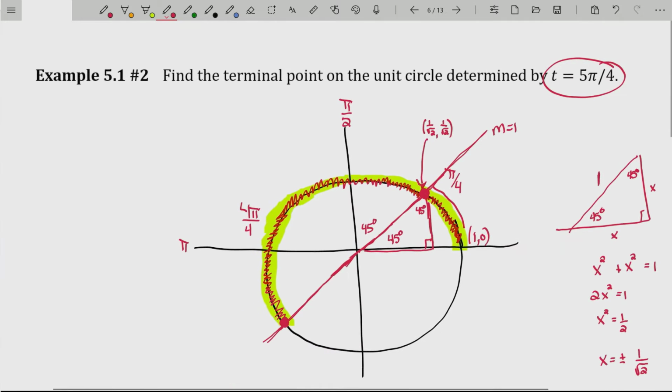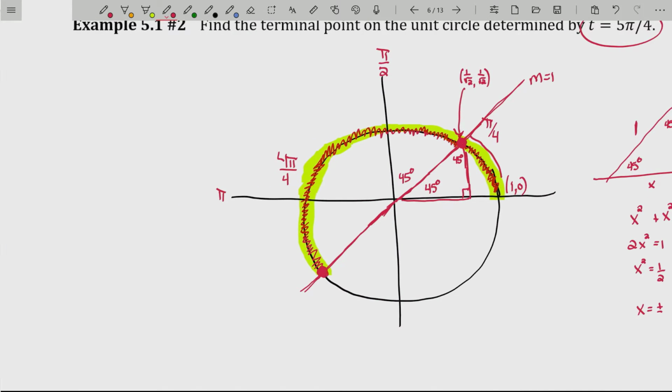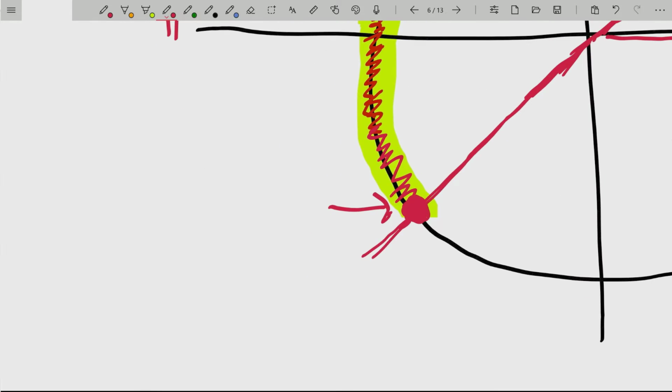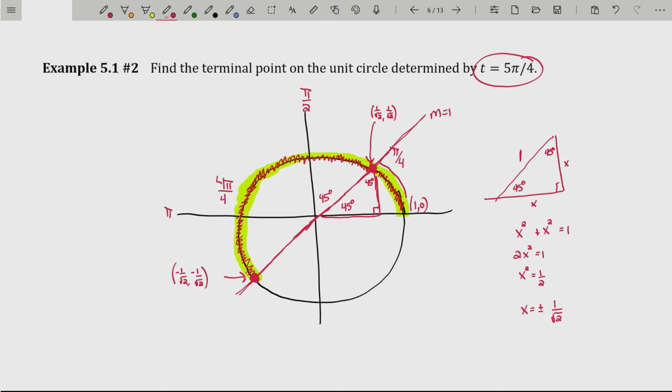Now, using that as a guide, since this point also exists down here, I'm just going to say, well, then the x value must be a negative 1 over root 2, and the y value must be a negative 1 over root 2. Let me write that in here. Negative 1 over root 2 and a negative 1 over root 2. And that is the terminal point for t equals 5 pi over 4.